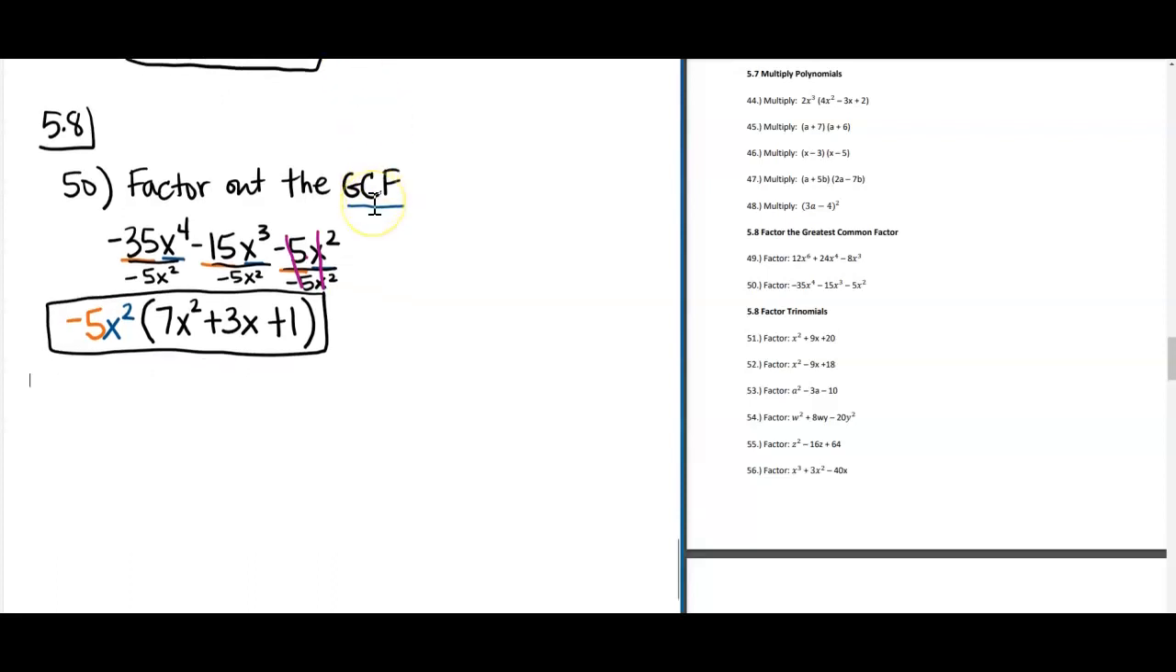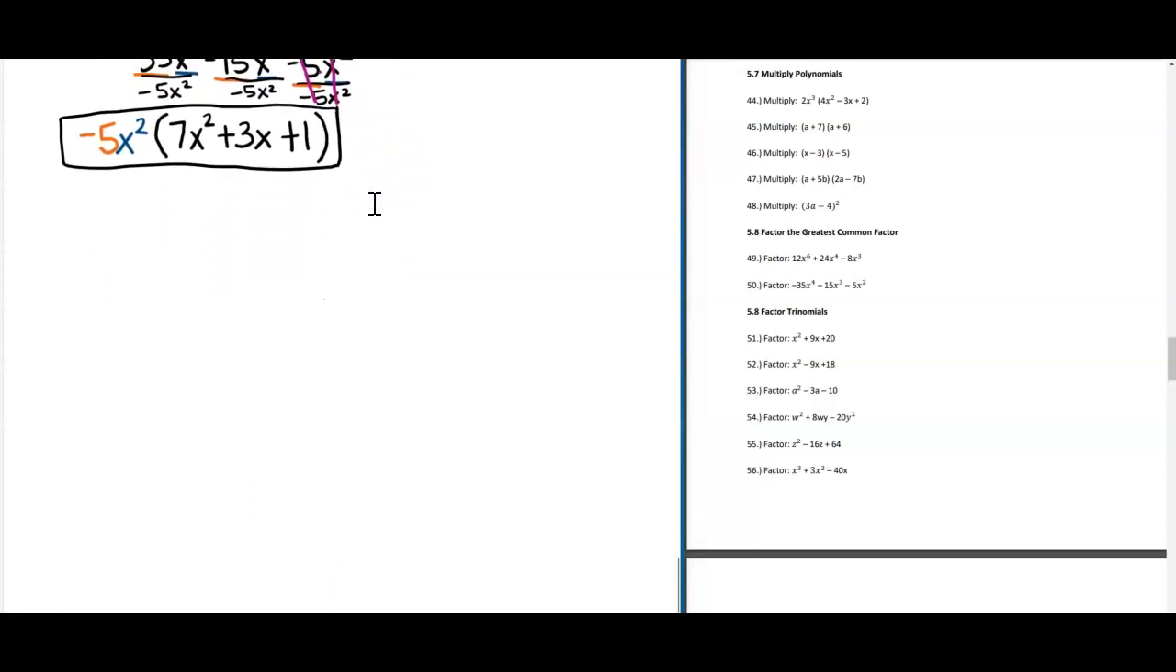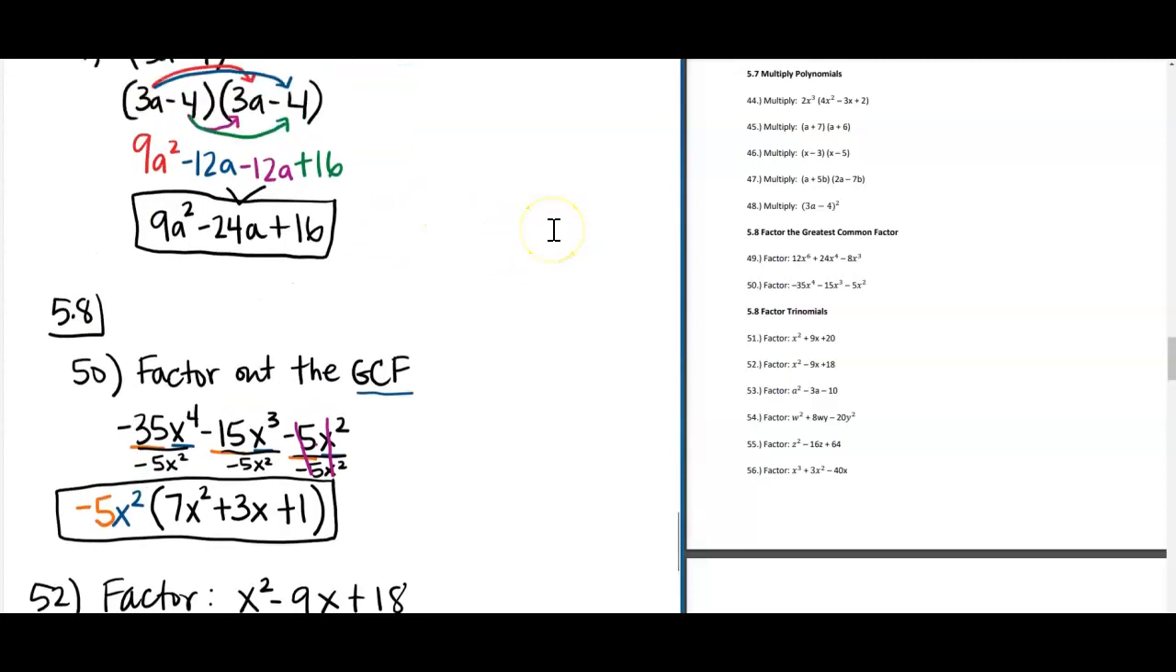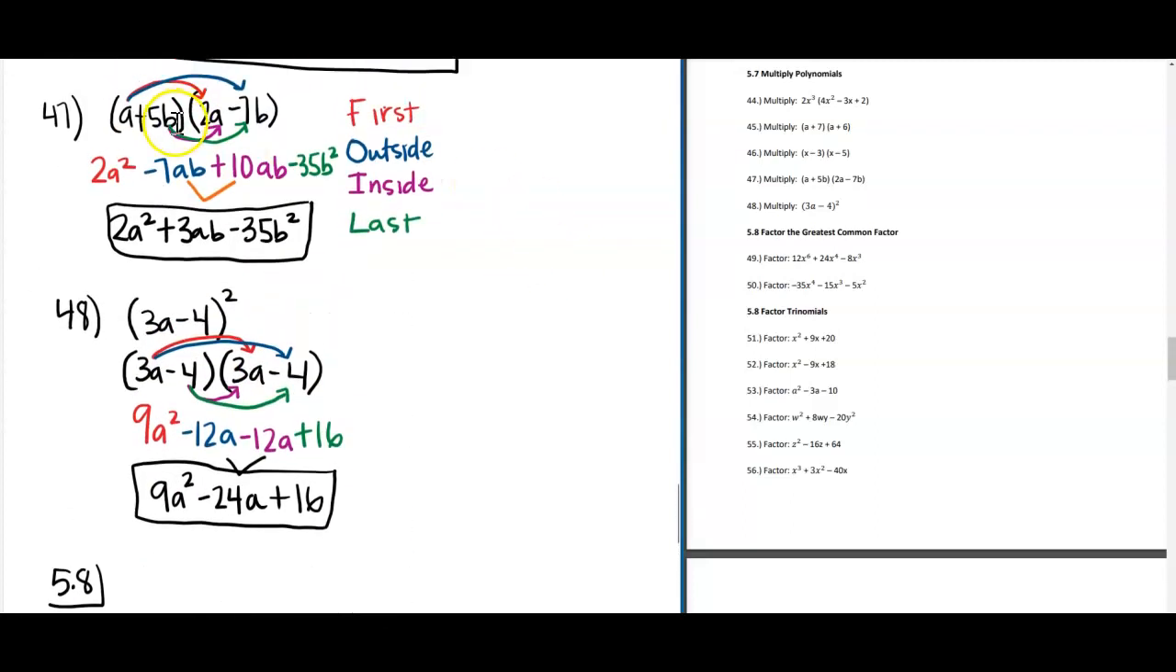Okay. Also in 5.8, we talked about factoring some trinomials. So let's look at 52 next. 52 says it wants you to factor x to the second minus 9x plus 18. When we have a trinomial that we're trying to factor, we're going to be writing down two binomials. So I'm going to get my parentheses already set up. Remember, it's kind of like undoing this process here. We start with this, and we're going to end up with something that has those two parentheses.